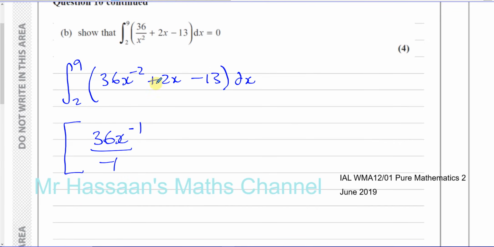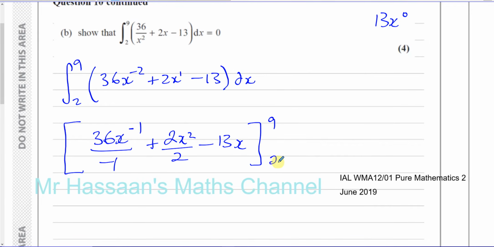And now you're going to do the same thing here. Remember this is 2x to the power of 1 actually, we don't have to write that one. You add 1 to the power, so you're going to have 2x squared, and you divide by the new power, you get your 2, and you get minus 13. Now remember, this is, as we said, 13x to the power of 0. You can think about it like that. 13 is the same as this. So if you add 1 to the power, you have 13x to the power of 1 divided by 1, which gives you 13x. Okay, so you close your bracket and you now write the limits on the right side of those brackets.